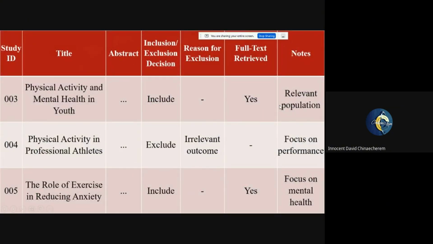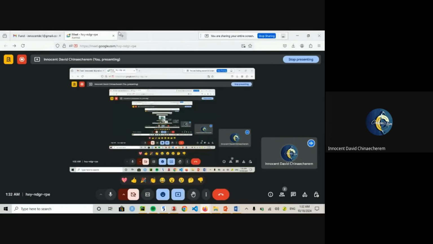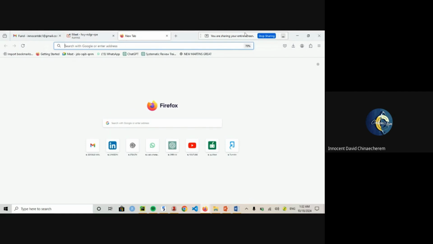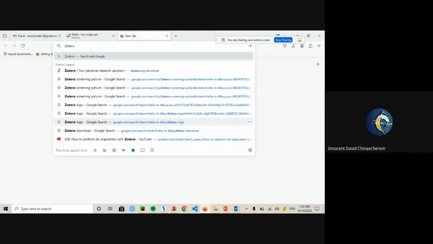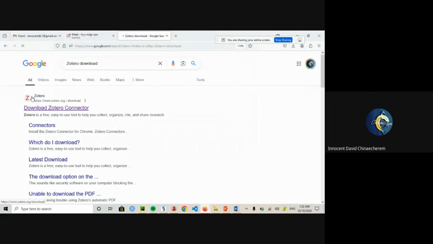So we've got a couple of other practice exercises for us to do. But before we jump into that, let's jump into how to install Zotero. So how to install Zotero, immediately come here. The first thing you're going to do online is to search Zotero download. Right? So immediately you click on Zotero download.